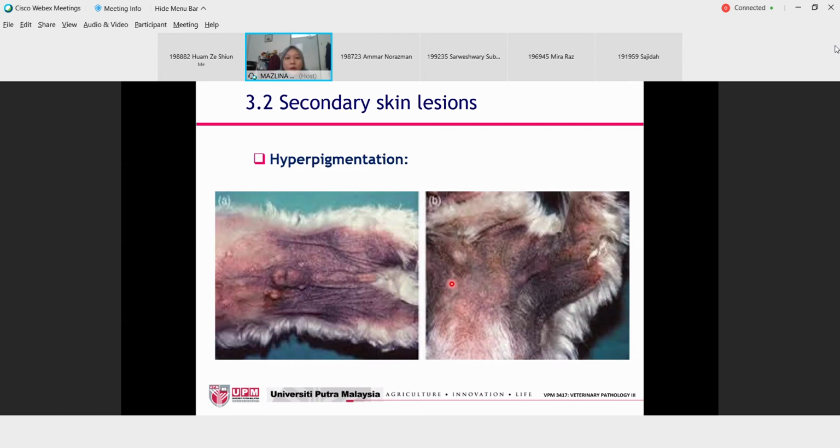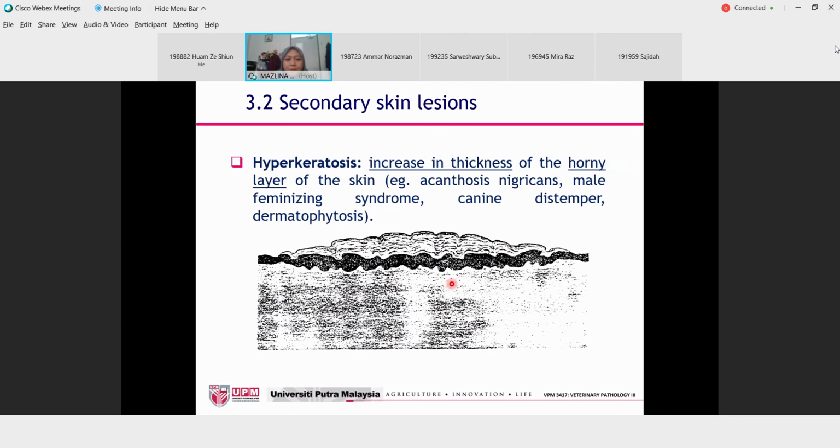Right. We can also see hyperkeratosis. Hyperkeratosis is an increase in thickness of the horny layer of the skin. Conditions that can lead to hyperkeratosis include acanthosis nigricans, male feminizing syndrome, canine distemper, and dermatophytosis. Canine distemper is very typical. In animals with canine distemper, especially the foot pad and the nasal planum, they tend to become very, very thick and roughened. So that is one of the telltale signs of dogs with canine distemper.